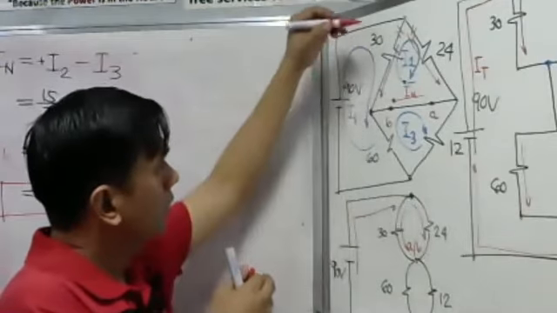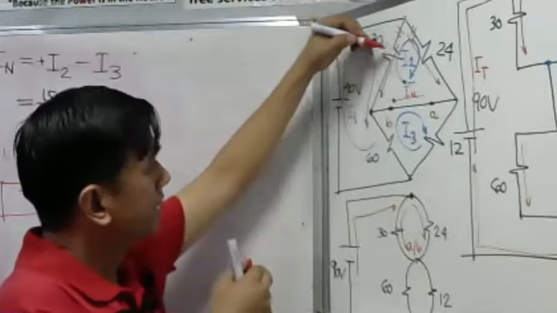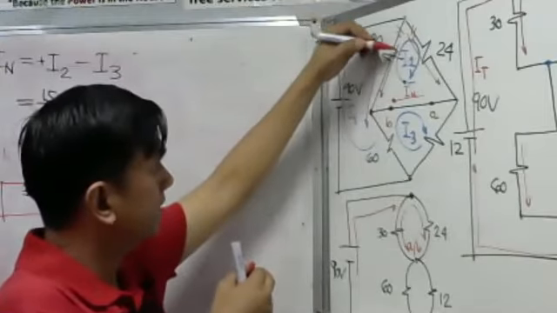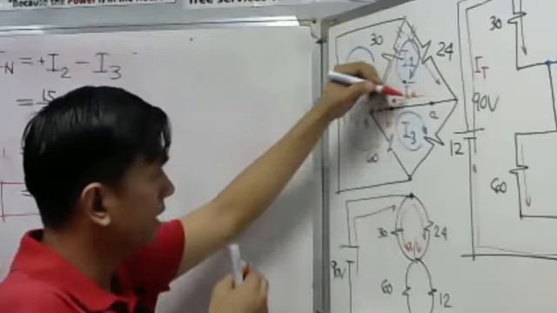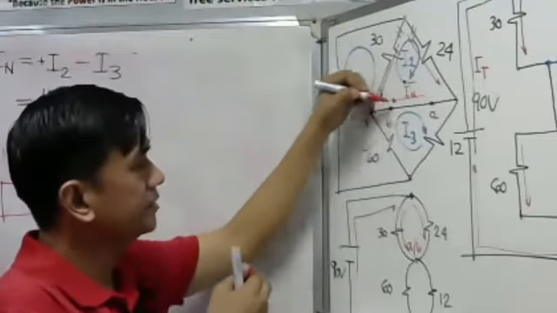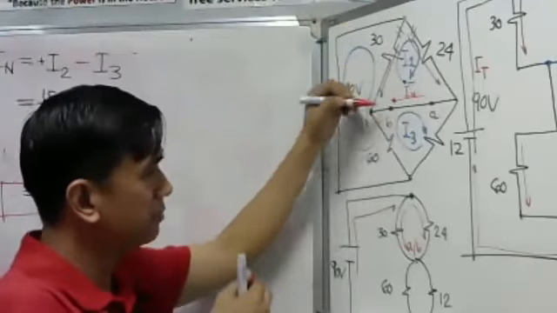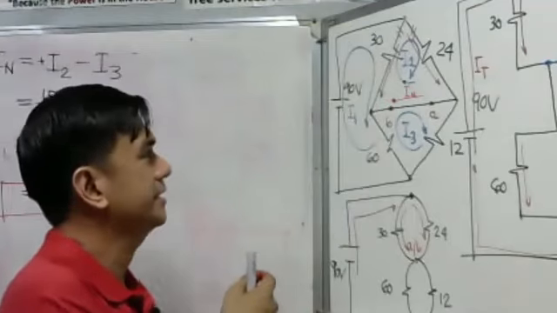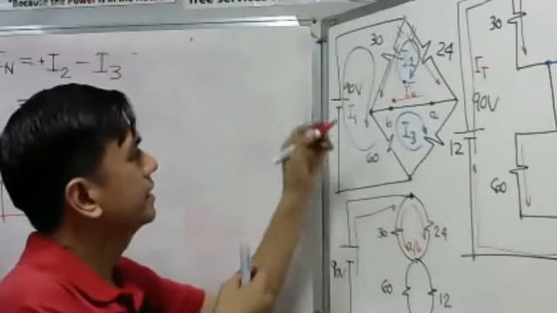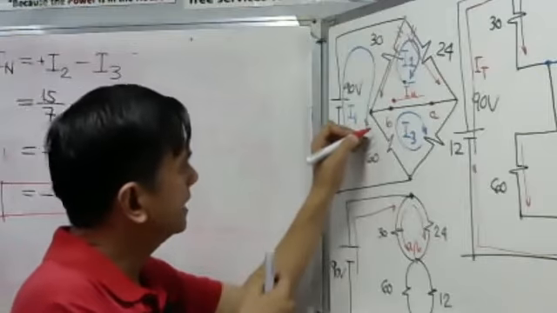Okay. So, there is a current here. This is the current at the 30 ohm resistor. And then we have the I sub n. I assume this is the I sub n. Then, what is the current flowing here?